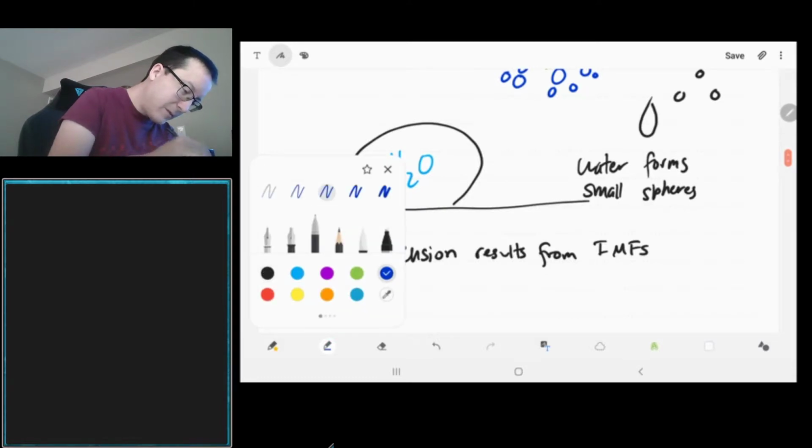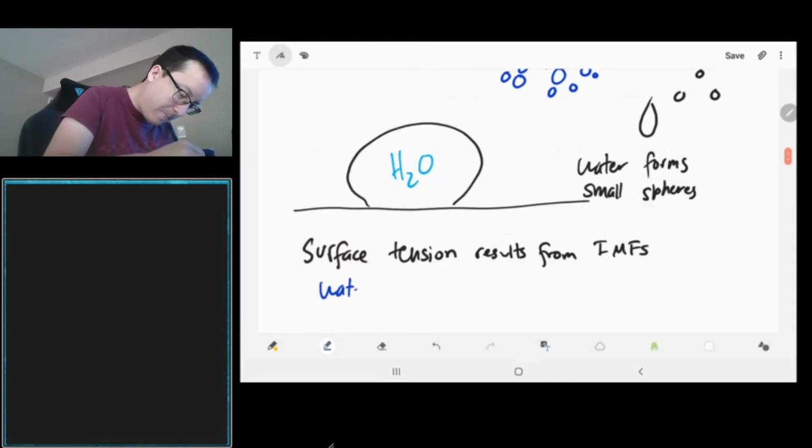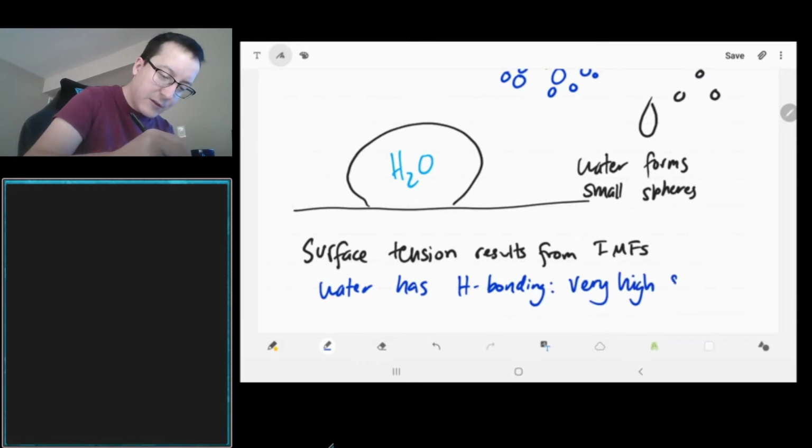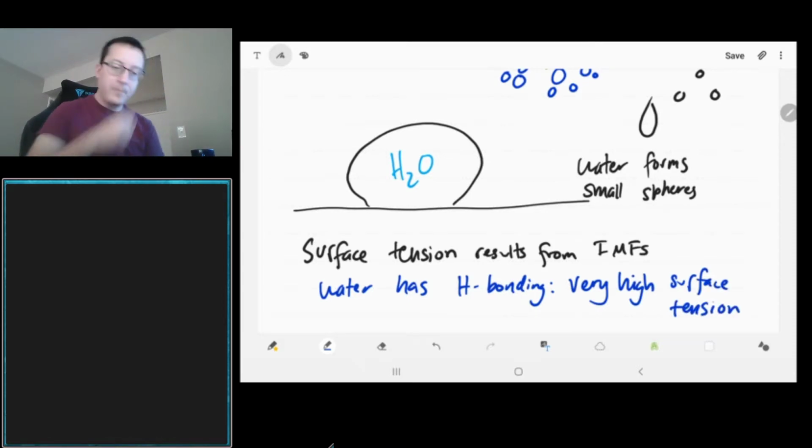So water has hydrogen bonding, and so it has a high surface tension. And so that's really all. Again, the takeaway here: water molecules are attracted to other water molecules. They tend to form spheres as a result of this. And if you put them on a surface, they're going to form these little dome shapes.